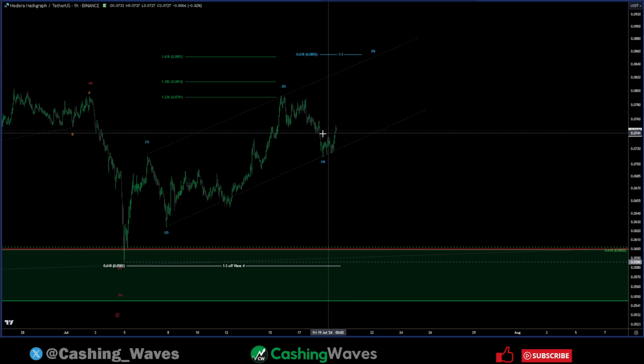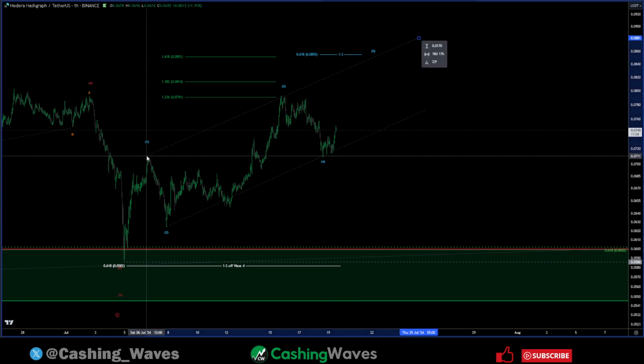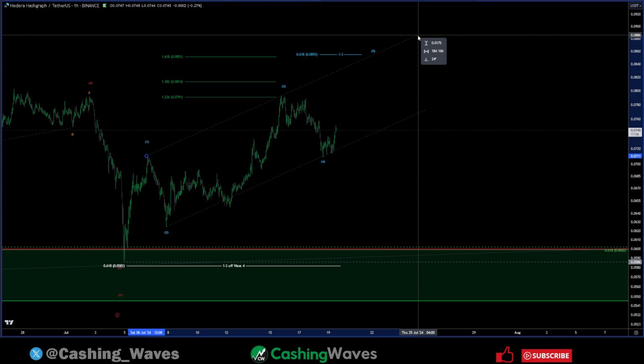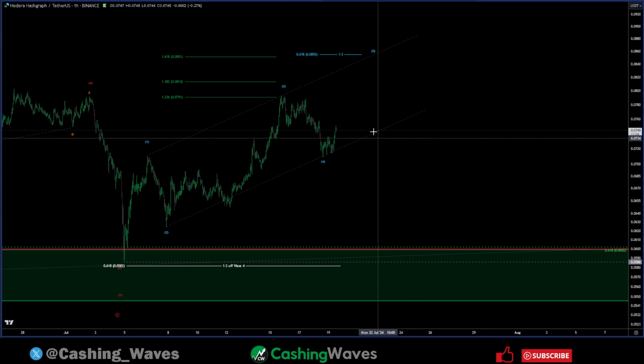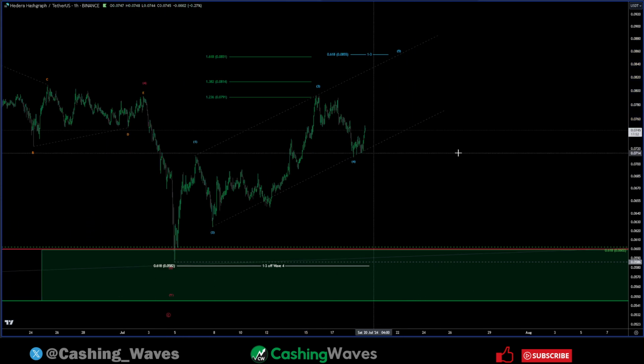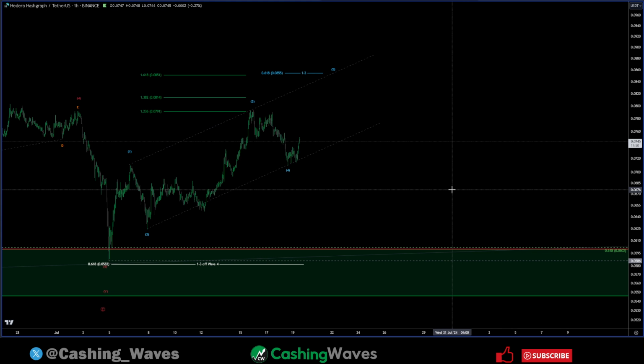Spike in volume would be nice, but we'll see what we can get. We don't always get ideal guidelines. We have to work with what we get. So this is my primary, and it is quite bullish if we get this.